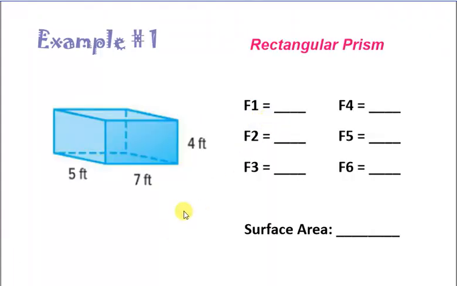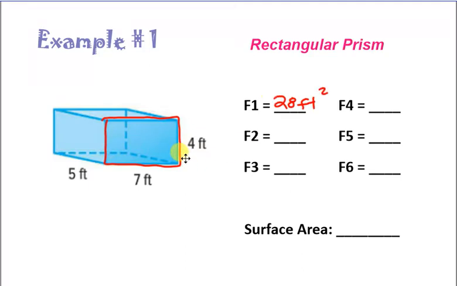All right, so let's take a look at this first example here. Here I have a rectangular prism, and we know that a rectangular prism has six faces, which is why I have face one, face two, face three, face four, face five, face six. So we're going to pick any face to start with, and it does not matter. I'm going to start with this face first, the one that's directly in front of me. And so that has a base of 7 and a height of 4. And so 7 times 4 is going to be 28 feet squared.